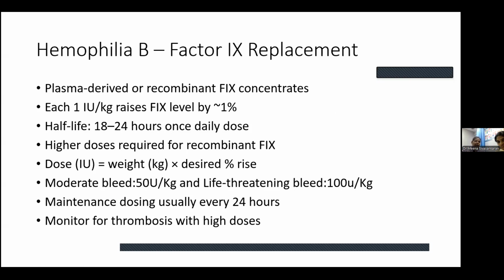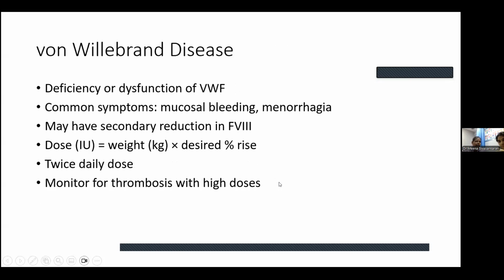Hemophilia B needs factor IX replacement. Factor IX replacement, plasma-derived or recombinant factor IX concentrate we should give. Each 1 international unit per kg raises factor IX level by 1%. Half-life is 18 to 24 hours, so we can give once daily dose. Higher doses required for recombinant factor IX. Formula for dose calculation is dose is equal to weight in kg into desired percentage rise. Moderate bleed means 50 units per kg and life-threatening bleed 100 units per kg.